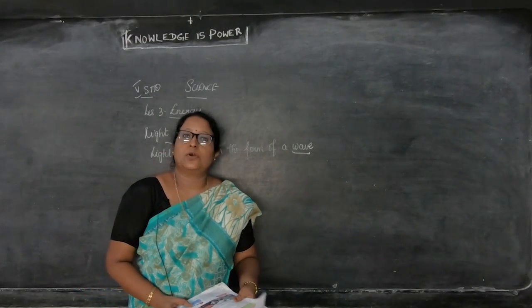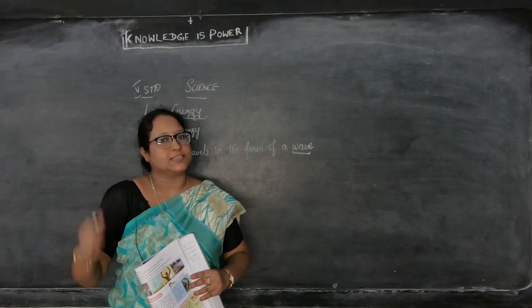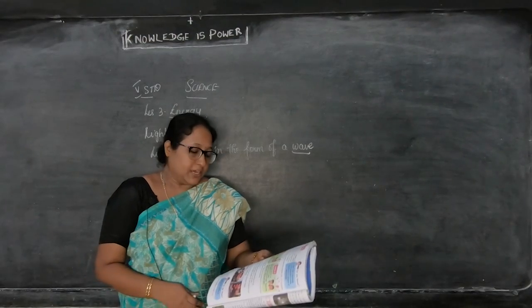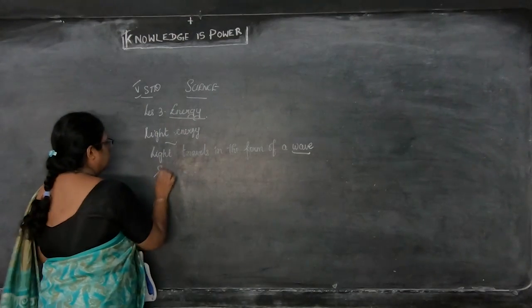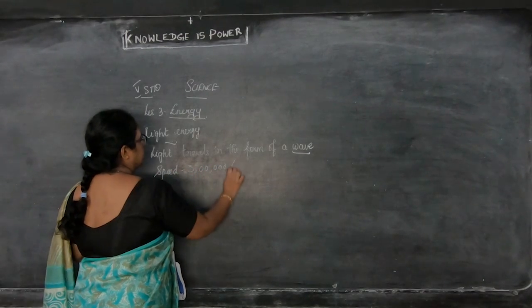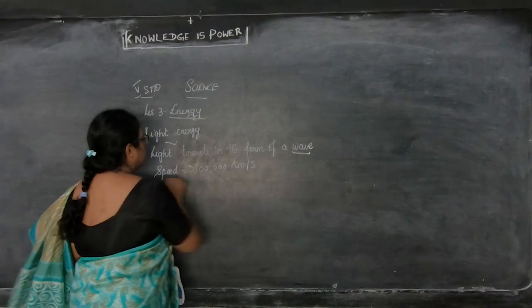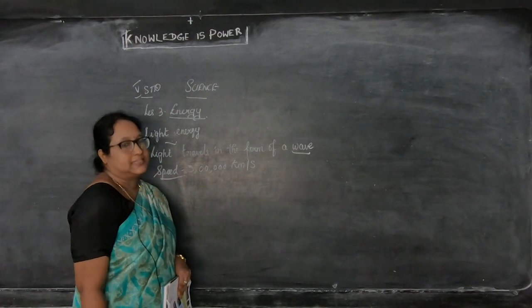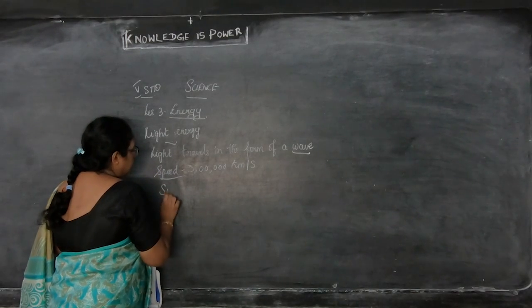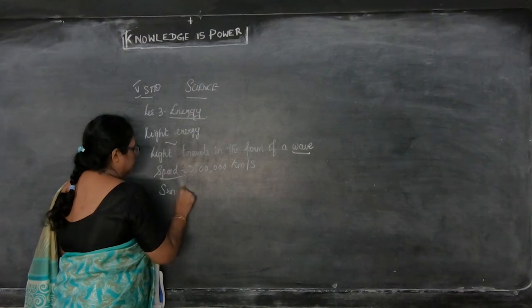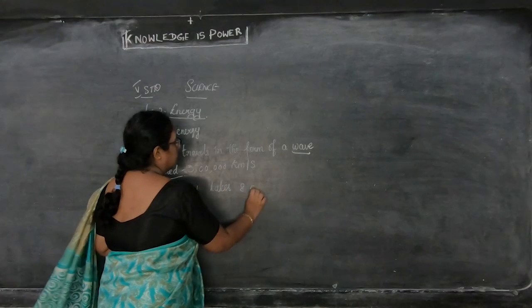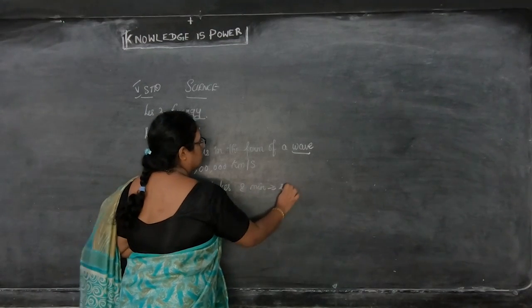Then light does not require any medium to travel. That is, it travels in the form of a wave. It does not have any medium to travel. Now it travels at a speed of 3 lakh kilometers per second. Sunlight takes 8 minutes to reach the earth.